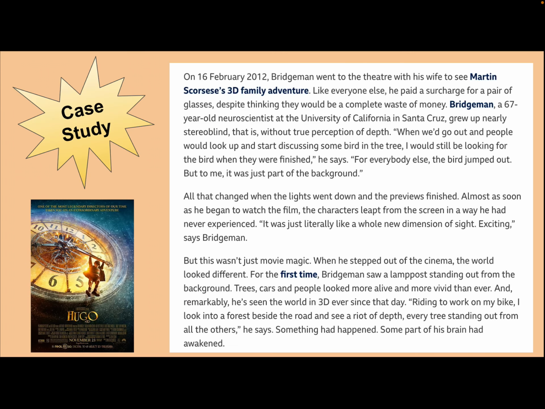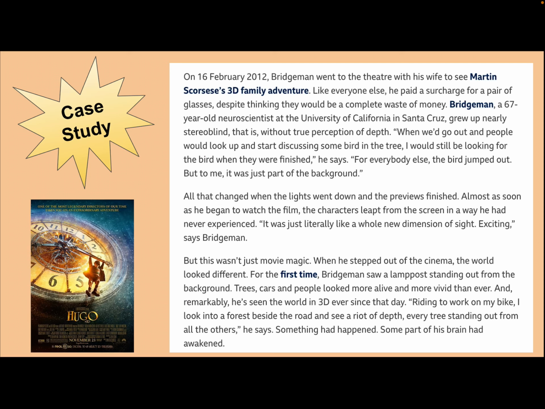I want to talk about a case study real quick about a man named Bridgman who was not able to see depth for most of his life. Let me read you this short article. It's quite interesting, and I'd like you to know about it. On February 16th, 2012, a man named Bridgman went to the theater with his wife to see the movie Hugo. It was a 3D movie. Like everyone else, he paid a surcharge for a pair of glasses, thinking they would be a complete waste of money.